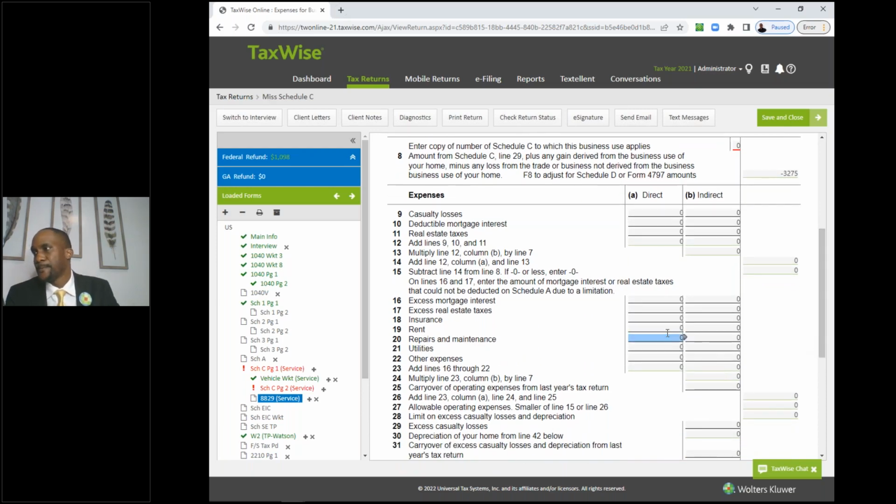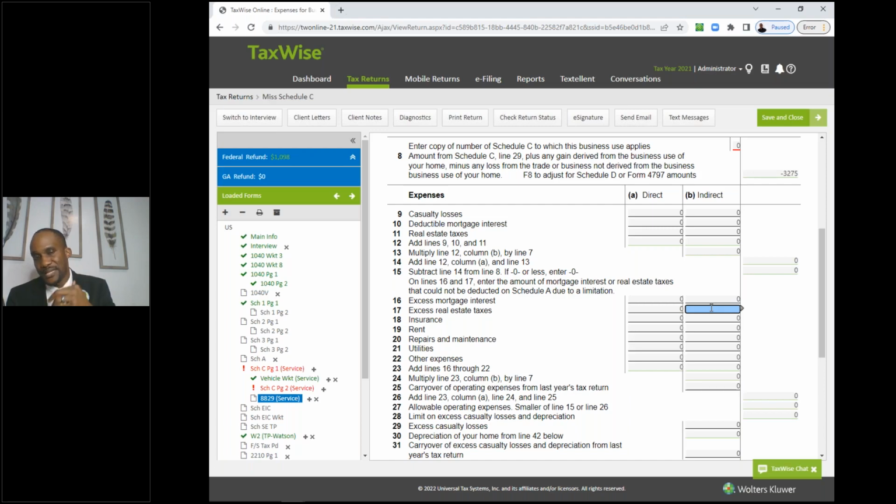Now, I want to point something out to you. See how it says excess mortgage interest, excess real estate taxes? Let's say you have a client in California, New York, those areas that have high property taxes, or Illinois. I have a friend that lives in Illinois. He complains to me every time that his property taxes are like $25,000 a year. So he's at the $10,000 cap. Once you cross that $10,000 cap, the excess real estate taxes, you can put that over here.